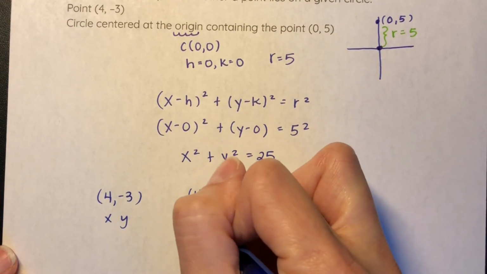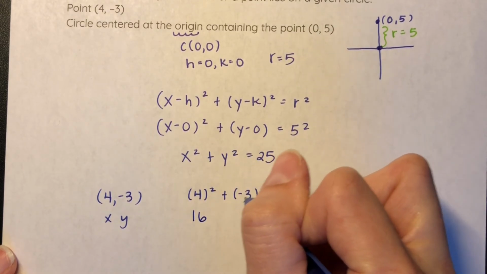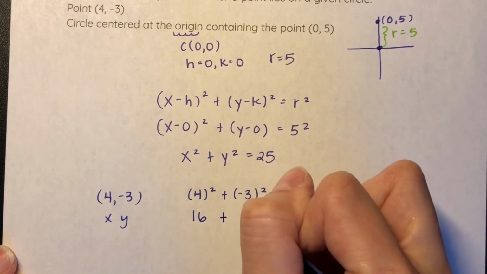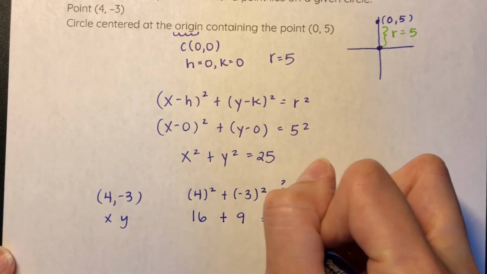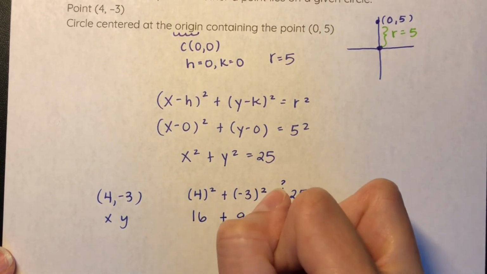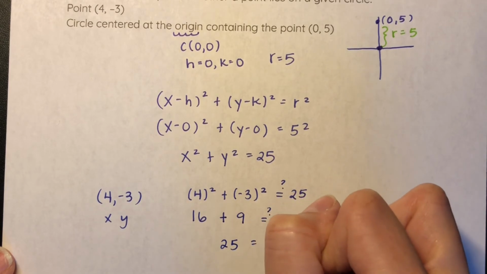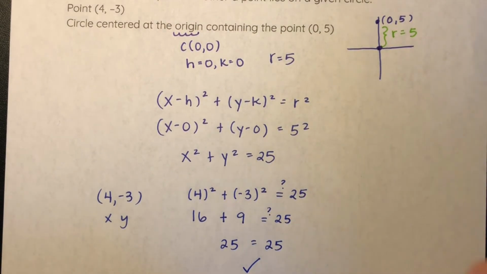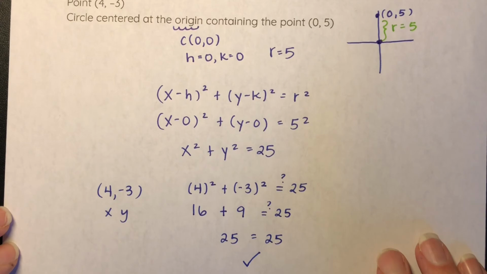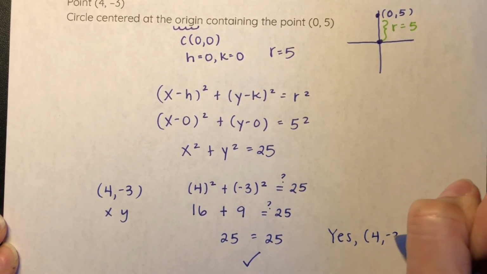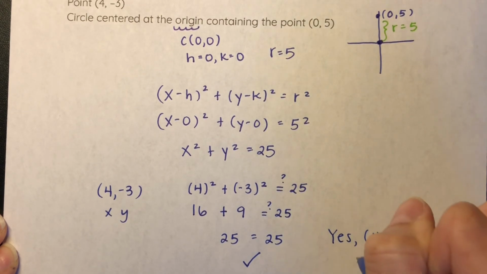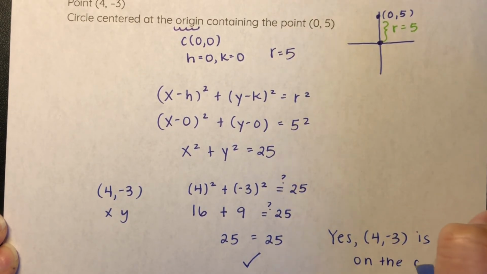So 4 squared will be 16. -3 squared, remember, is -3 times -3, so that's +9. And does that equal 25? In this case, yes, we can see that does equal 25. So our point does lie on the circle. So we say yes, 4, -3 is on the circle.